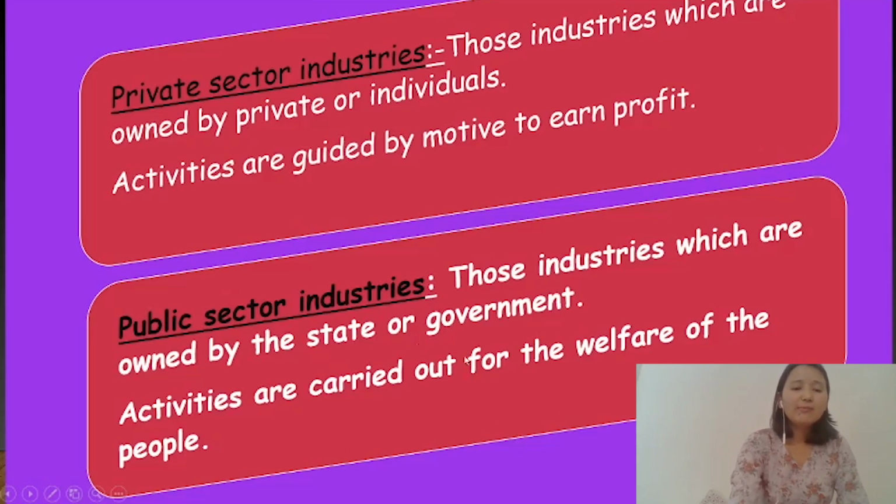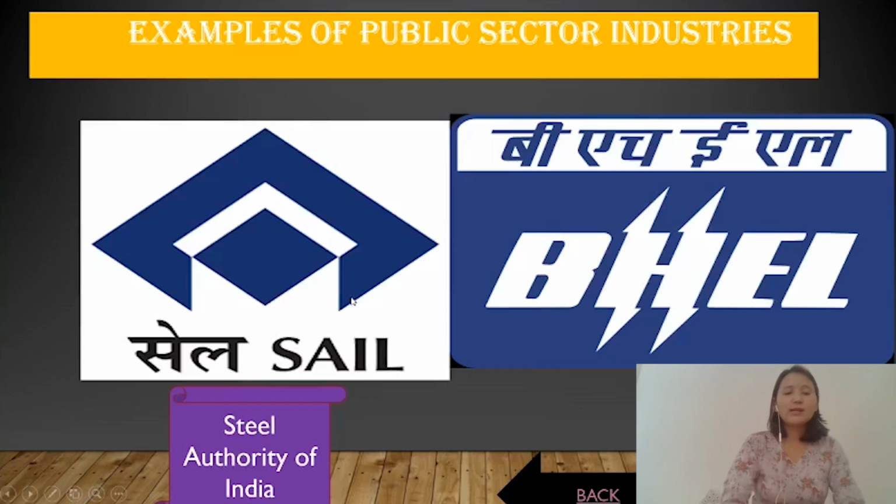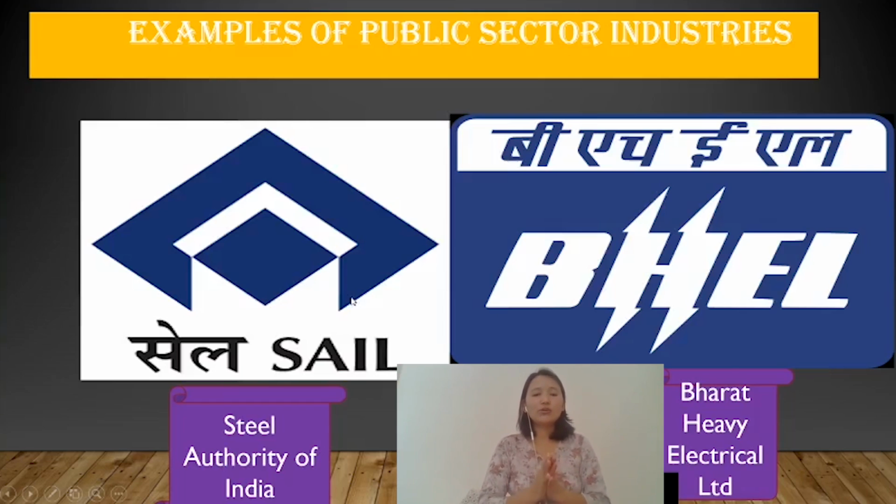So some of the examples of public sector industries are Steel Authority of India. Steel Authority of India is an industry or company set up by the government in which they produce a large amount of steel. And then we have Bharat Heavy Electricals Limited. It is also a company set up by the Indian government in which they manufacture equipment for power generation.